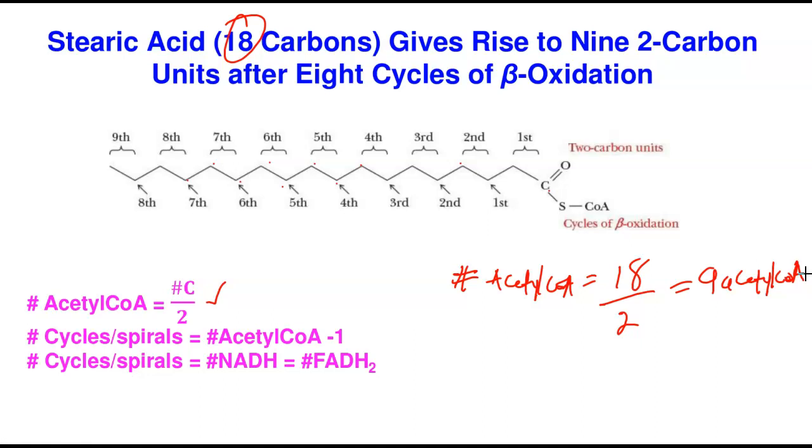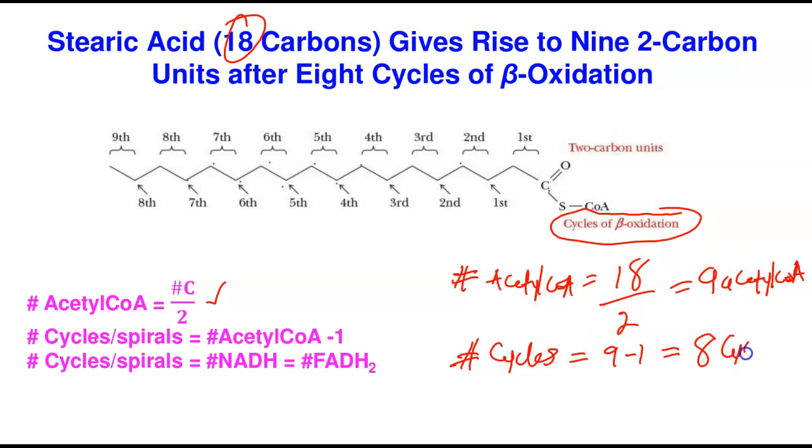Okay, how many spirals or circles can you go through? We usually call it the fatty acid spiral. How many spirals, circles or turns will you go through? Now, how do you do that? To do that, the best thing is to subtract 1 from the number of acetyl-CoA. So the number of circles or spirals is the number of acetyl-CoA minus 1. The number of acetyl-CoA we have here is 9, so the number of cycles of beta oxidation is going to be 9 minus 1. So it's going to give you 8 cycles. So that's how you determine that.